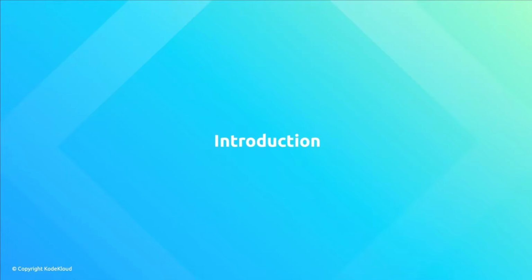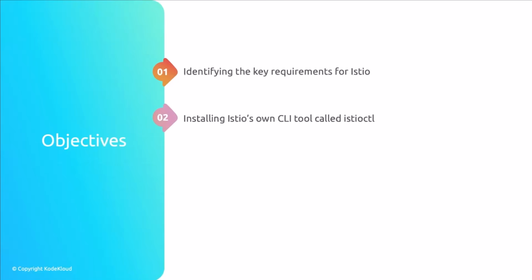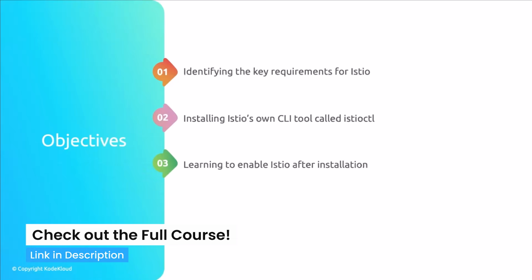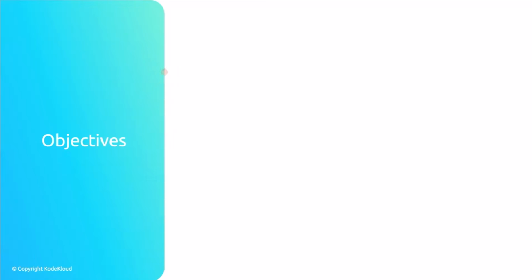Let's dive into what we'll cover in this module. So we're going to go over the requirements before we install Istio. And spoiler, you do need a Kubernetes environment. I hope you know that. We'll install the Istio CTL and learn how to enable it after installation. Next, we'll review Istio's profiles and options.